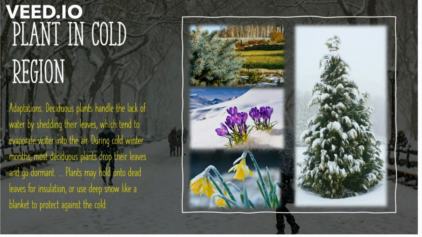Plants in cold regions. Adaptations: deciduous plants handle the lack of water by shedding their leaves, which tend to evaporate water into air. During cold winter months, most deciduous plants drop their leaves and go dormant. Plants may hold on to dead leaves for insulation or use deep snow like a blanket to protect against the cold.